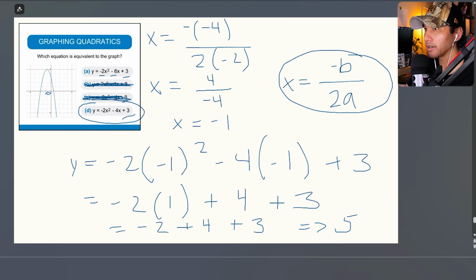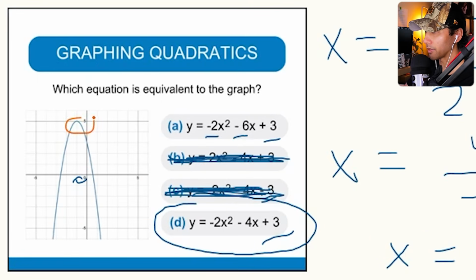So our point on the graph, or our vertex, is, and I'm going to write it in orange, in X and Y terms, it's going to be negative 1, 5. And that looks like it's on the graph right there. So again, D is the answer.